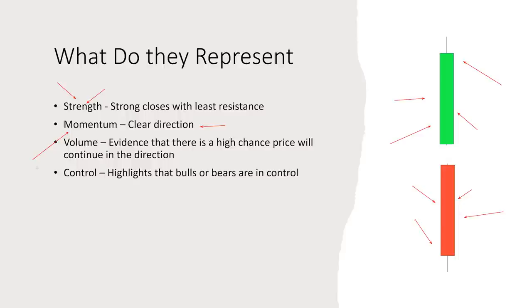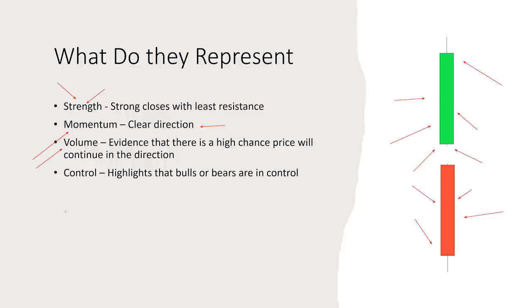What else does it represent to us? Well, it represents volume. There's evidence here that there is a high chance price will continue in the direction it has closed. Comparable to our depletion candles or our wick rejection candles, we have more substance here to be working with and also to identify what the next candle could be or the direction that the market will continue to go.